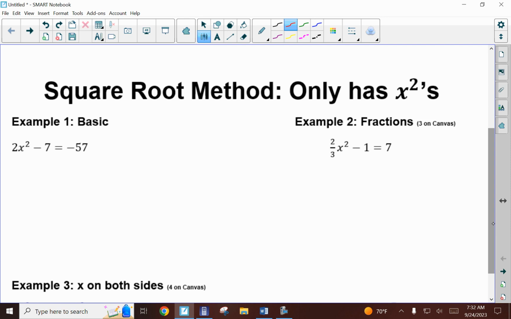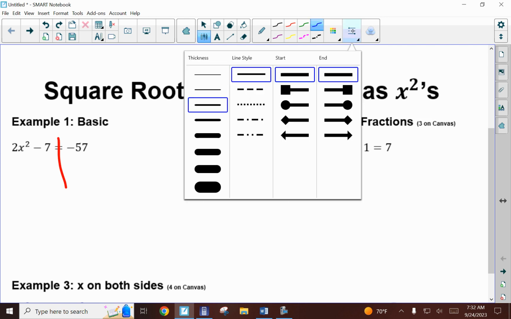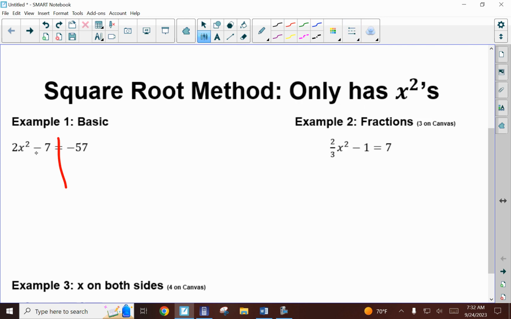The first example is just a basic question. Now solving these problems is just like solving regular problems. It just adds one extra step at the end. So if I'm going to solve for x, I need to get rid of this minus 7. So I'm going to plus 7 to both sides. So that's going to give me negative 50 equals 2x squared.